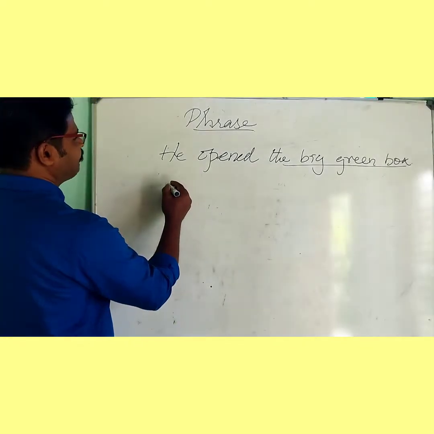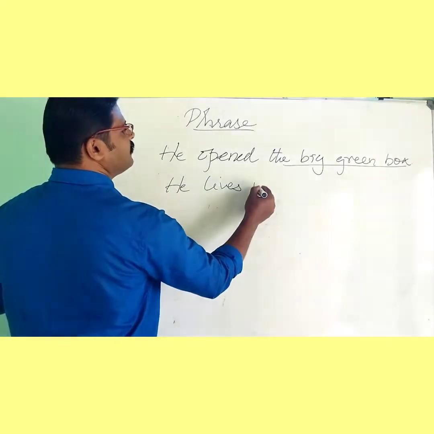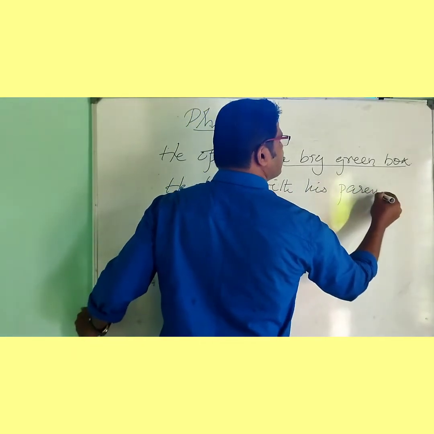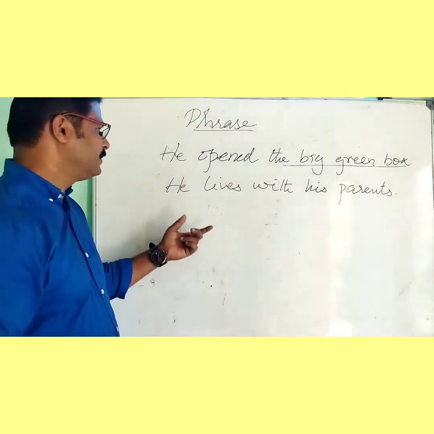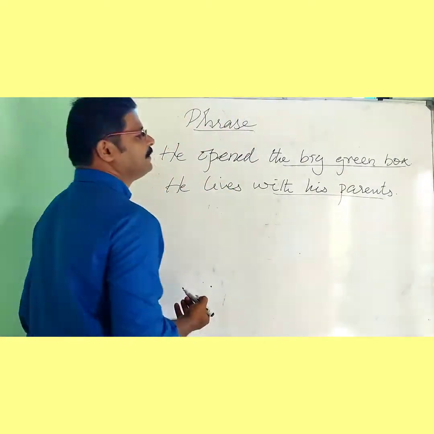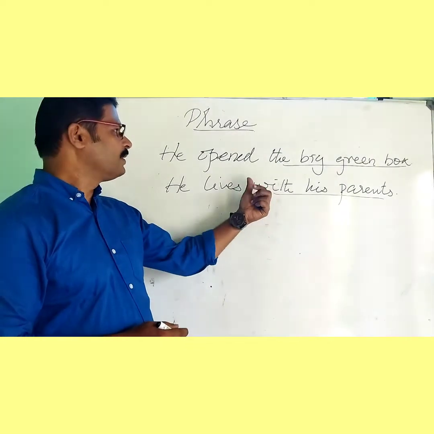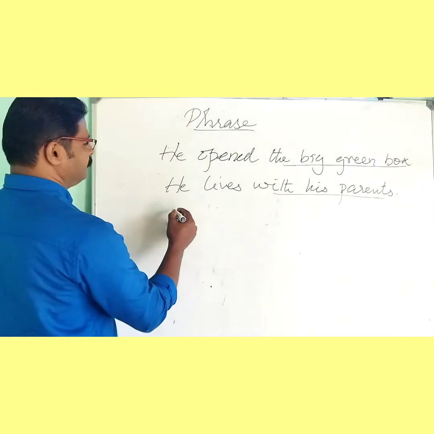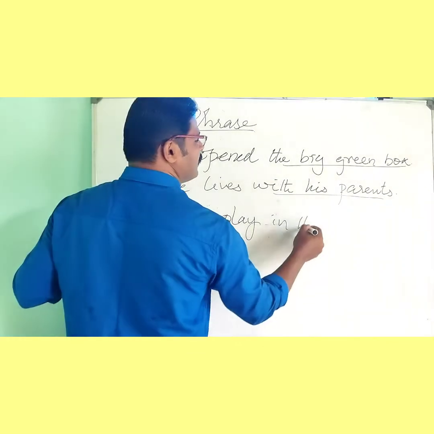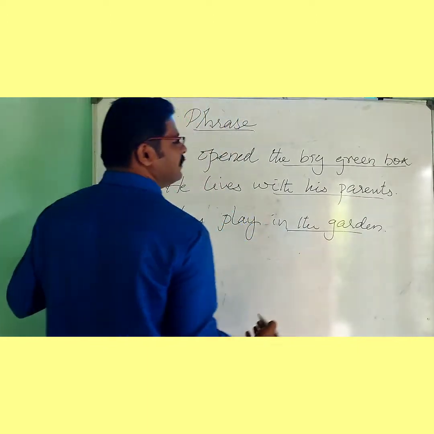Then we can say, he lives with his parents. In the sentence you see the group of words with his parents is a phrase which doesn't contain a subject or verb in it. They play in the garden. See, in the garden is a phrase.